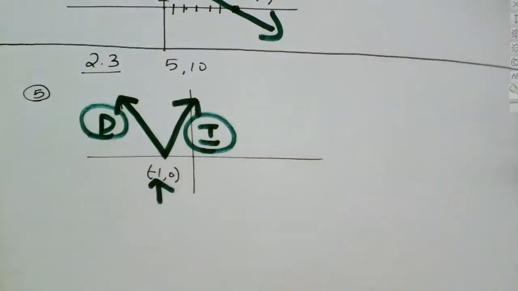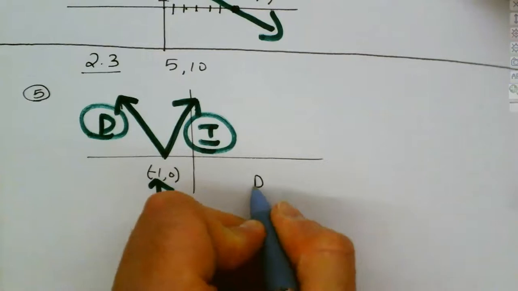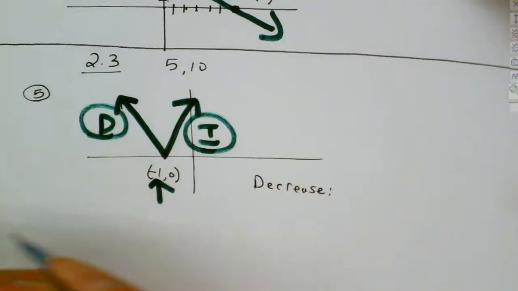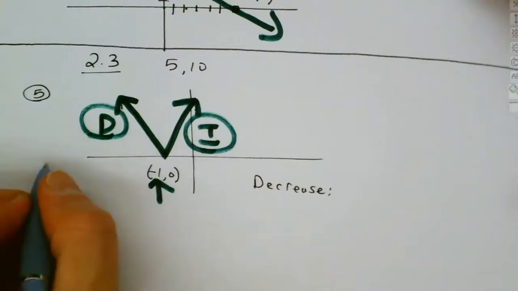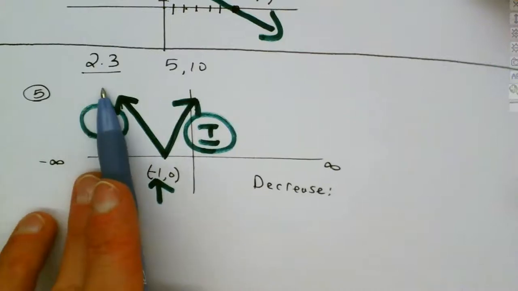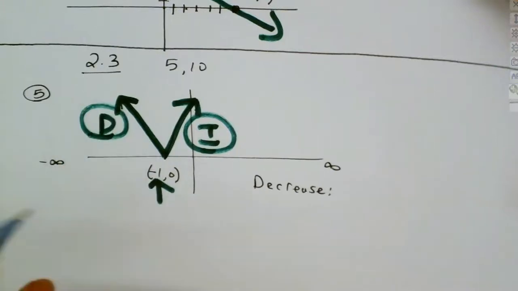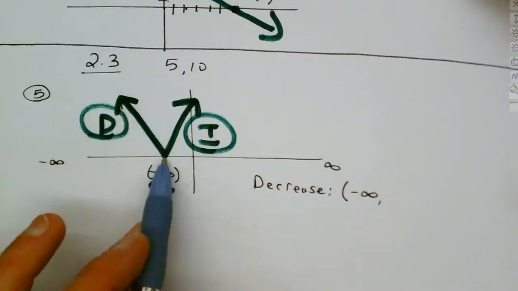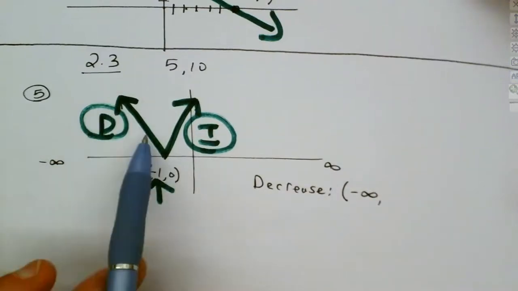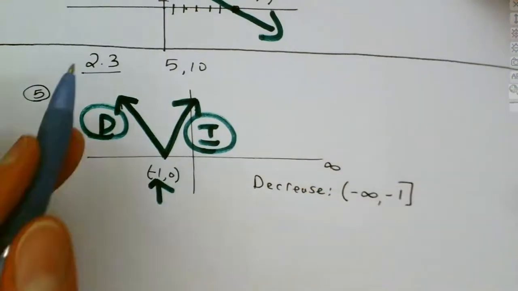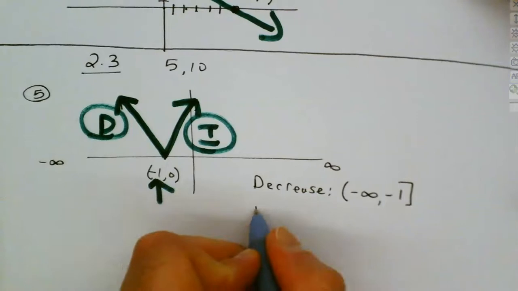So when I go to label it, let's start with our decreasing part. We label off of the x-axis. So here's negative infinity. Here's positive infinity. So it's going down. And where does it start at? It starts decreasing at negative infinity, right? And where does it stop? Decreasing at -1. That's your decrease part. What about the increase part?